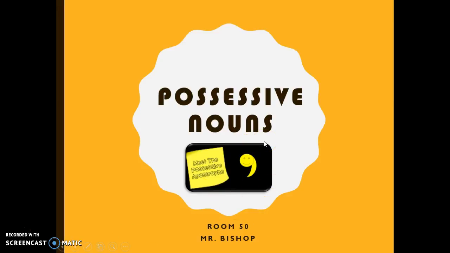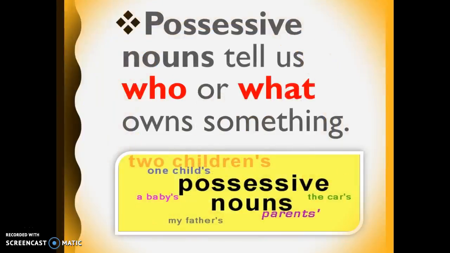The apostrophe is a punctuation mark that we always use in possessive nouns. So, what is a possessive noun? A possessive noun tells us who or what owns something. Think of everything that you own at home. For example, your toys, your bicycle, maybe you own a tablet. Again, these are all items that belong to you, meaning that you own them.